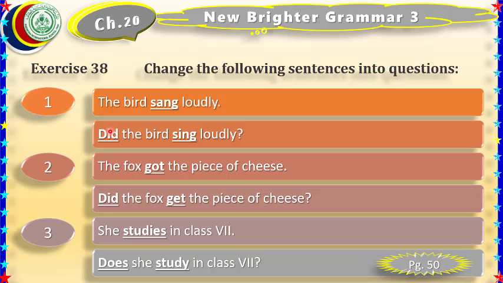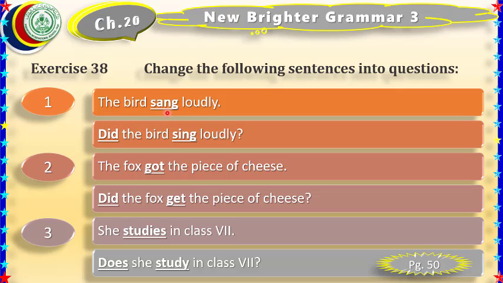We have learned three rules. If there is the first form, we change it into do first form. If there is the second form, we change it into did first form. If there is S with the first form, we change it into does first form.